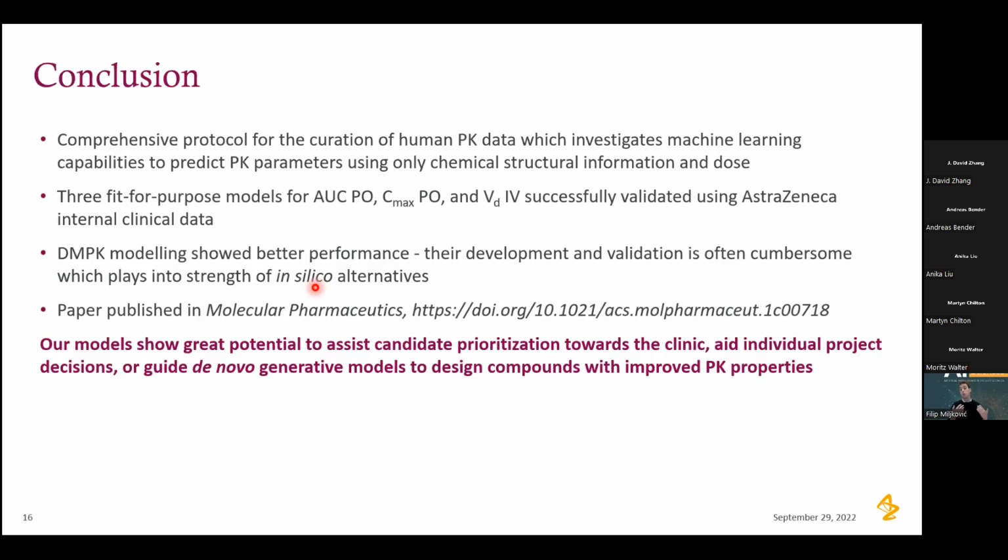Our models, as said, we believe that they have great potential to assess the candidate prioritization, but also aid individual project decisions, and in some sense also guide the novel generative models through the multi-parameter optimization protocols.